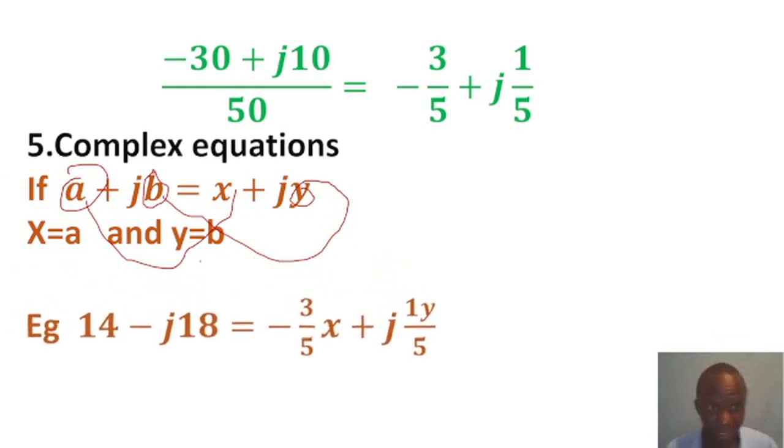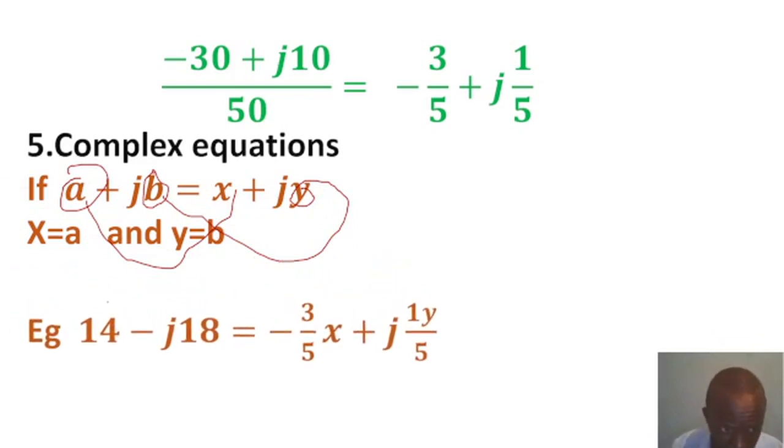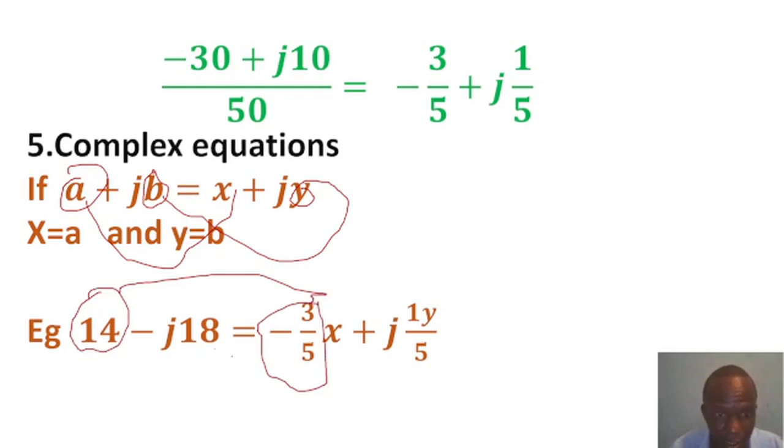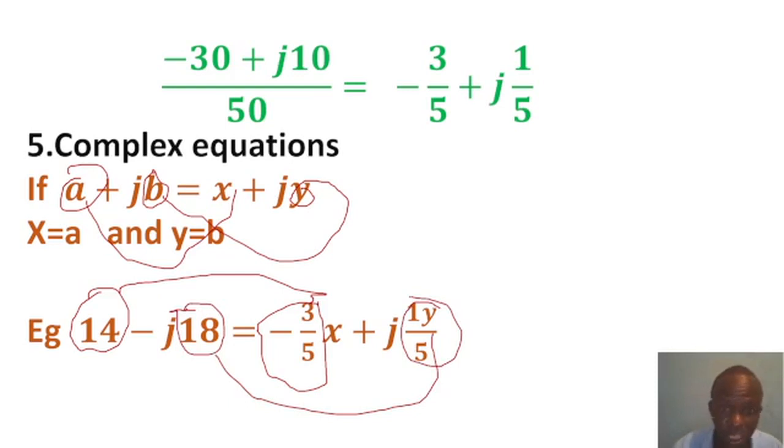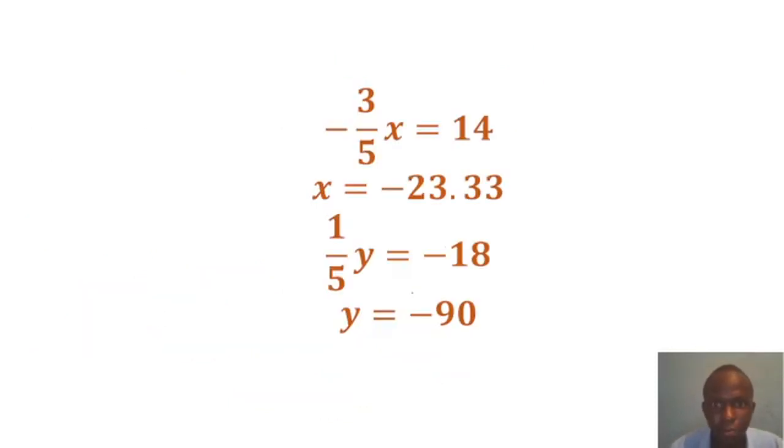Now let us look at an example. Here, 14 minus j18 is equal to minus 3 over 5x plus j 1 over 5y. So what you're going to do, you equate that with this y. These are real parts, and then you come and equate that 18, negative 18 with that, because they are imaginary parts.